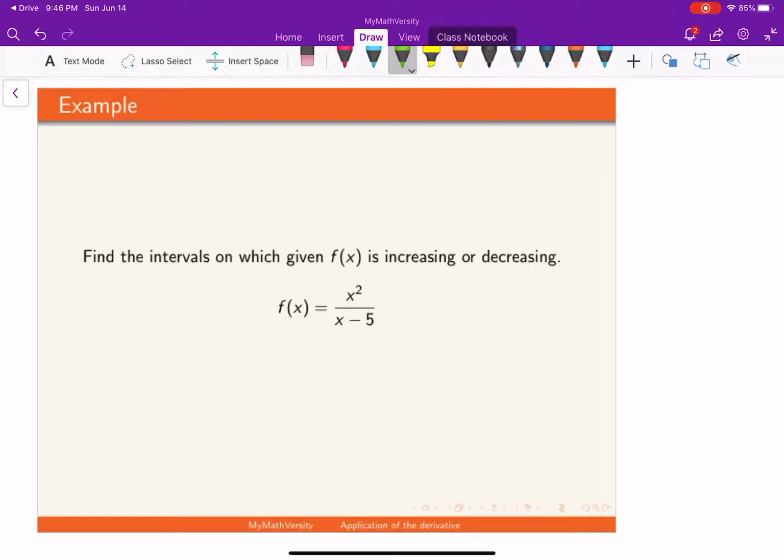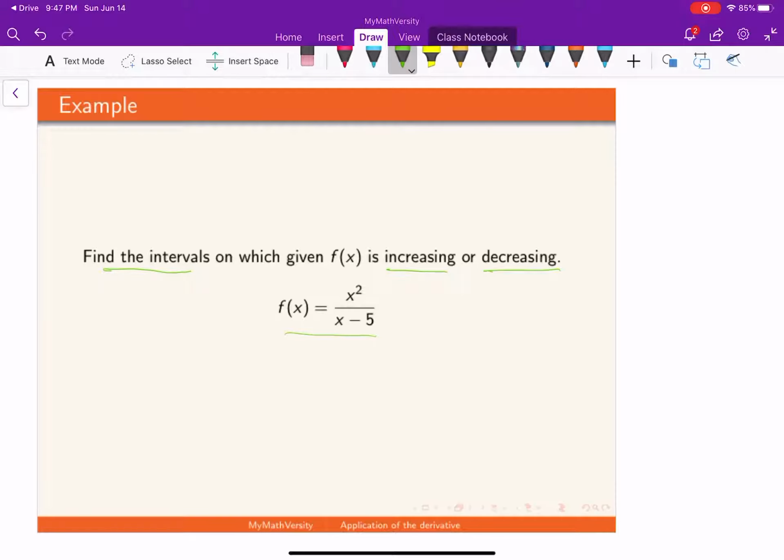In this example, we'll try to find the intervals on which the given function is increasing or decreasing. And we are going to do that by using the increasing decreasing test. If you are not sure what the increasing or decreasing test is, then please watch this suggested video. To watch it, you can click on the top right corner showing on this video. Alright, so now I hope that you know what the increasing or decreasing test is.